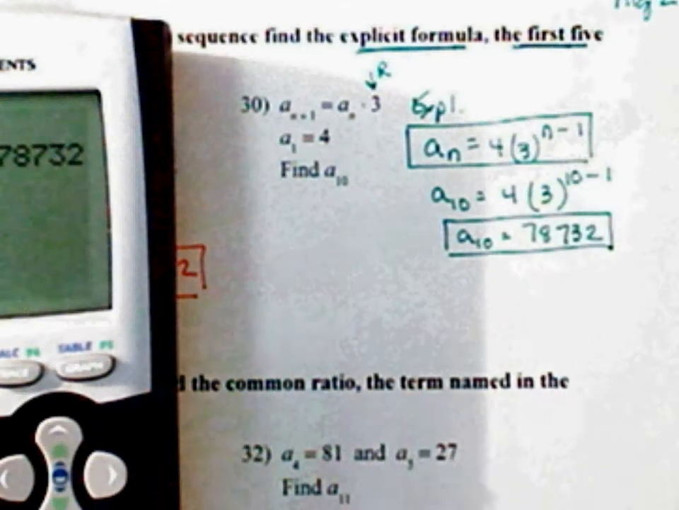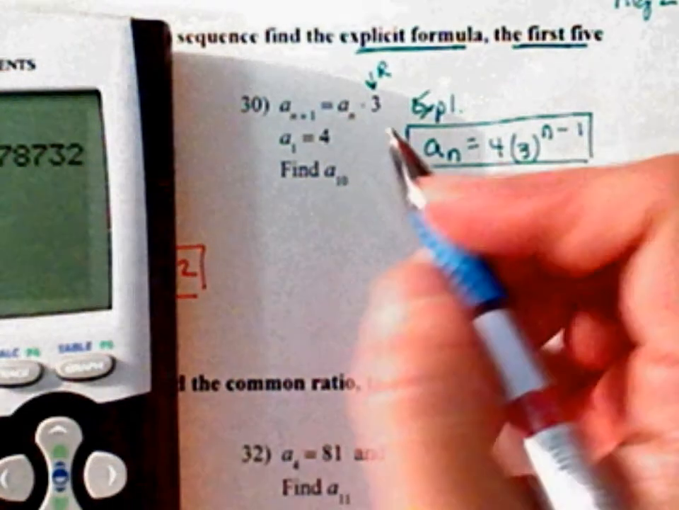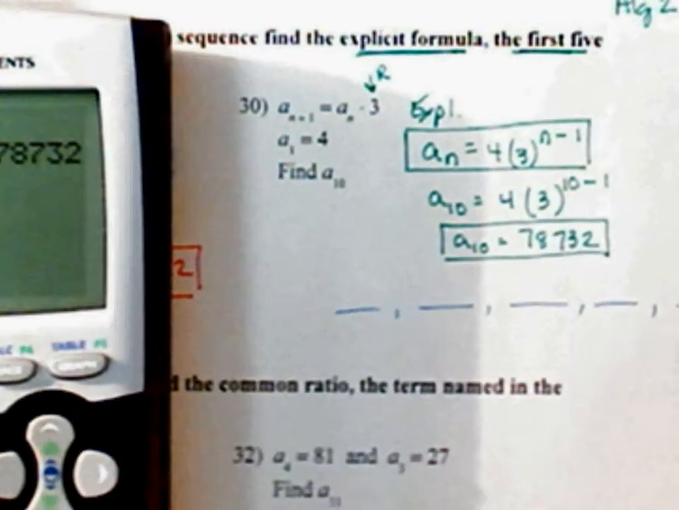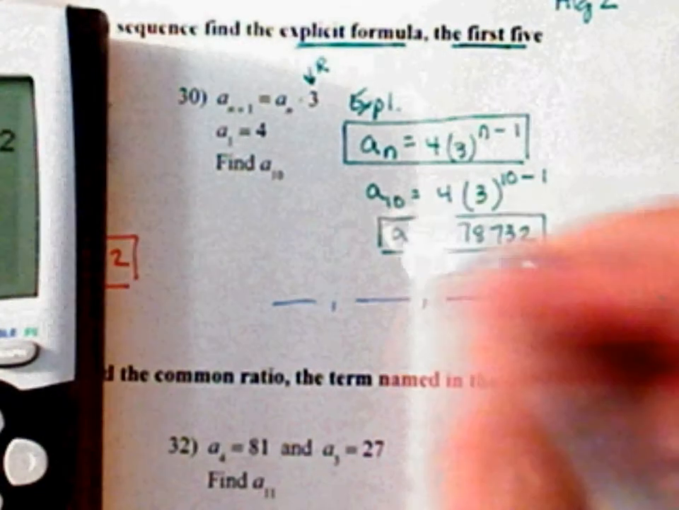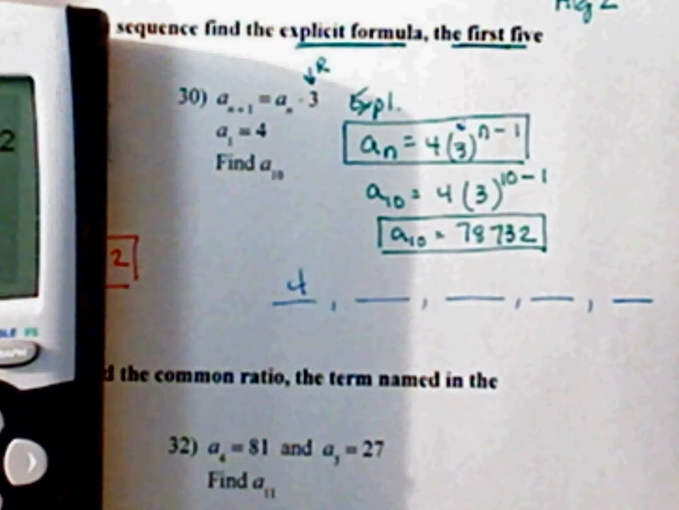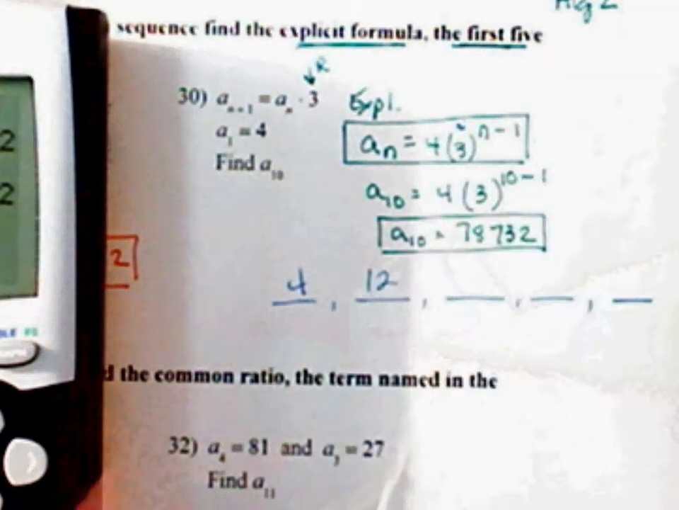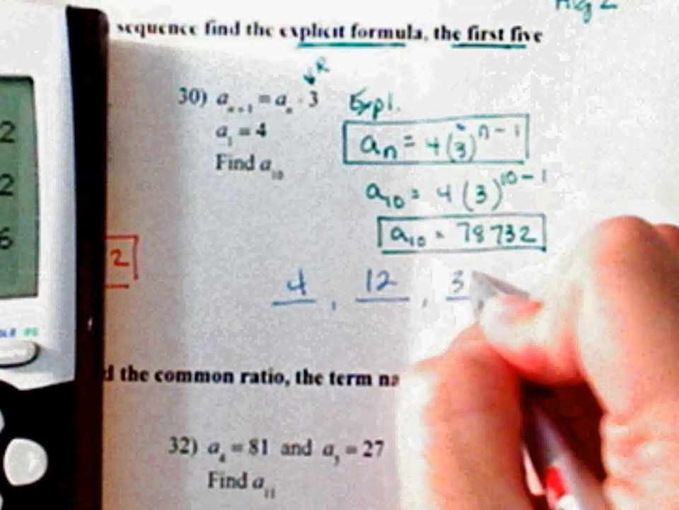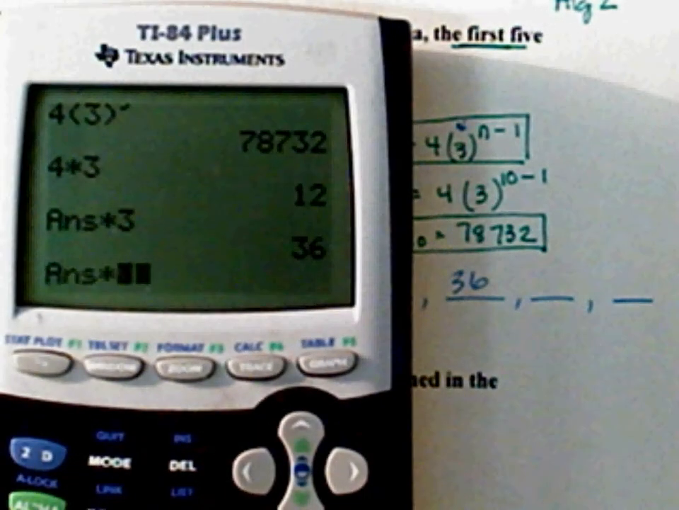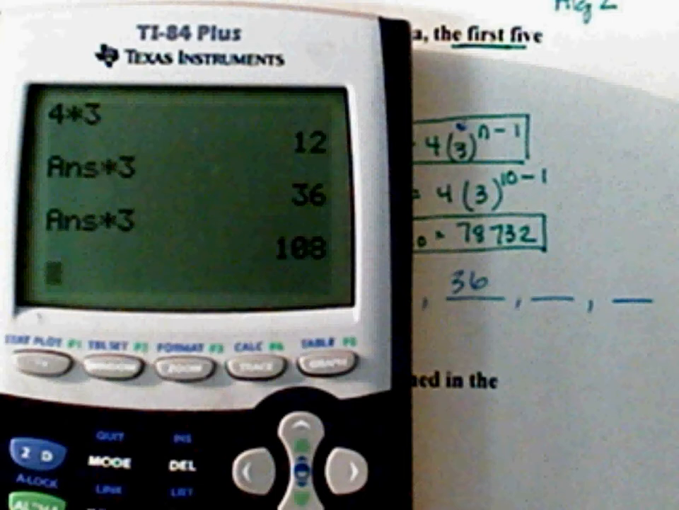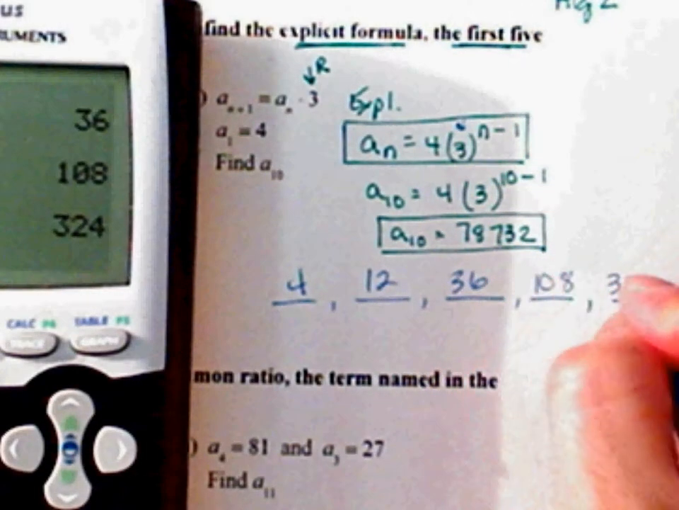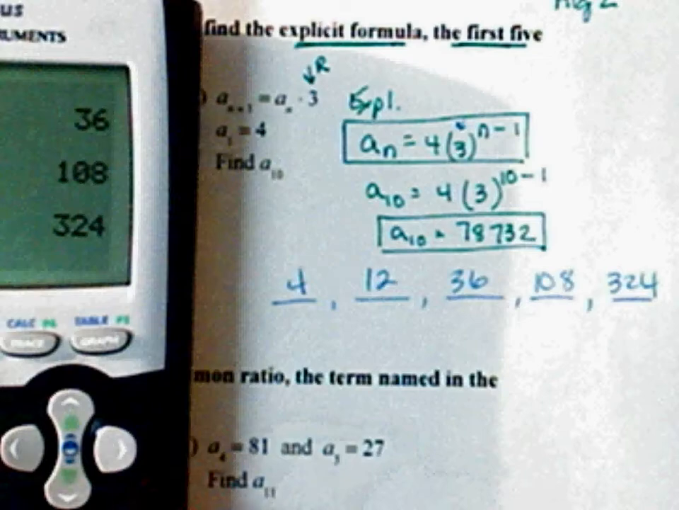Now we are going to go and find our terms. 1, 2, 3, 4, 5. Okay? Starting with number 4. Notice your r is a 3. So 4 times 3 is 12, times 3 is 36. Excuse me, if you need to see that. Times 3 is 108, times 3 is 324. Okay, so there you go.